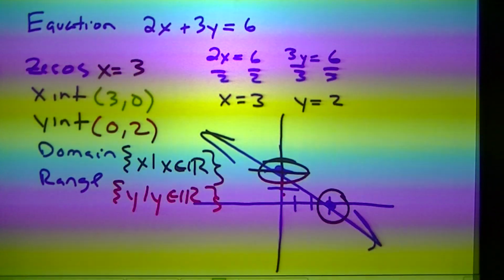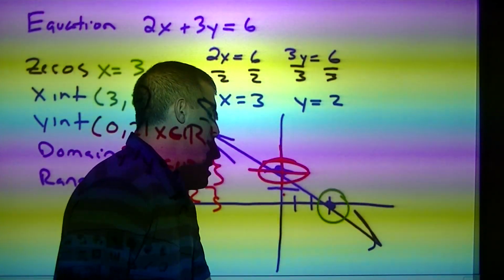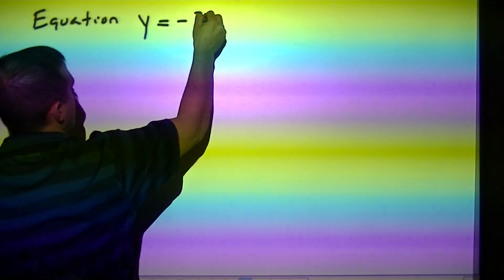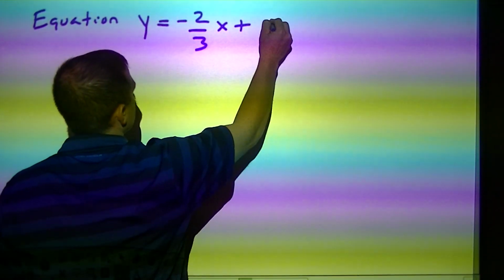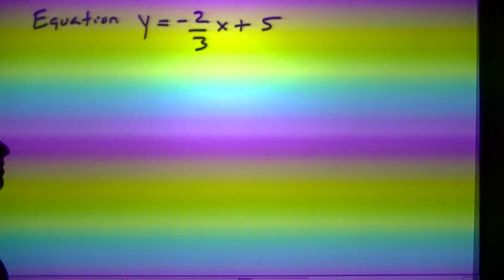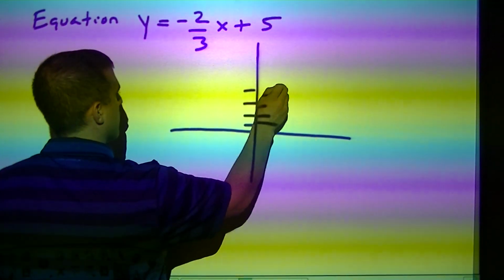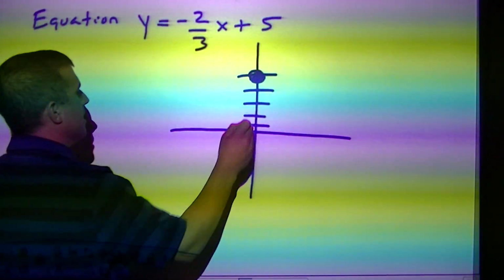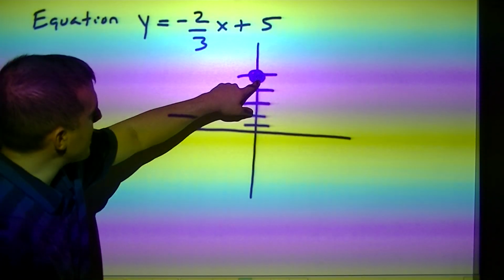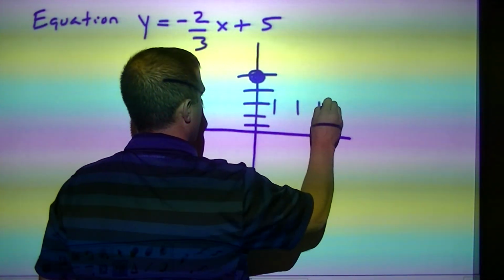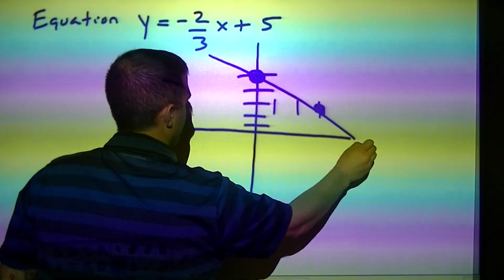Okay? Let's do some more examples here. Same kind of thought process as we go. All right? Here's my next equation: y equals negative 2/3 x plus 5. Now this is y, so I can graph this. 1, 2, 3, 4, and 5. There's a point. Now from this, since it's negative, I'm going down 2, always to the right. 1, 2, 3. Okay? And I make my line.